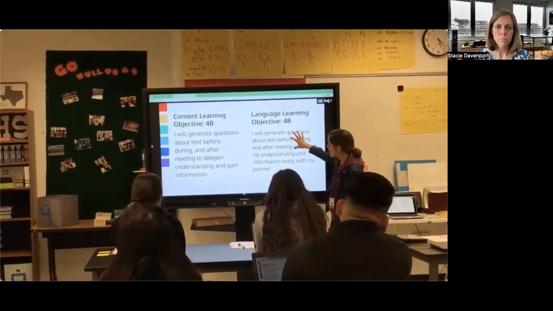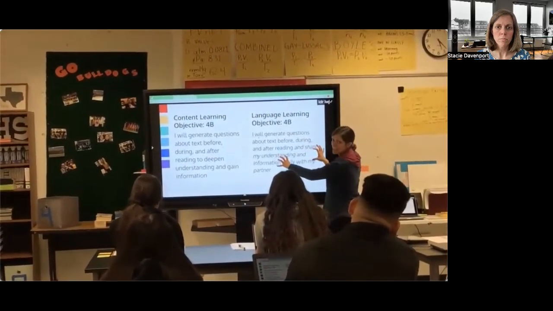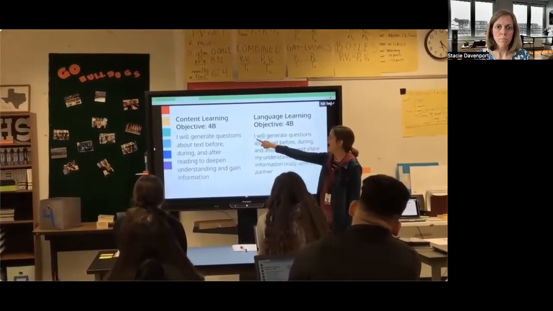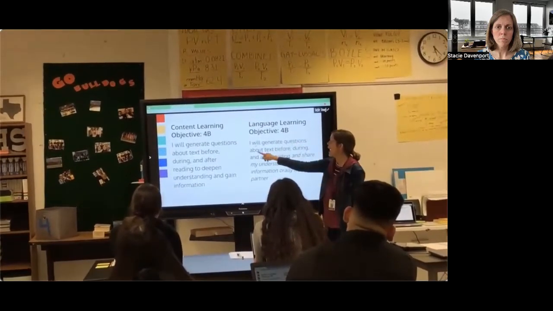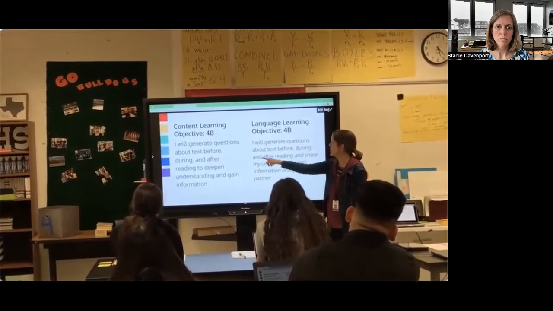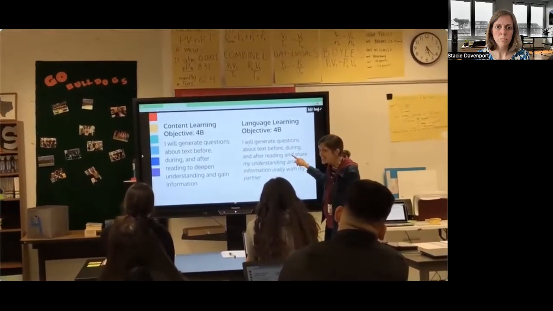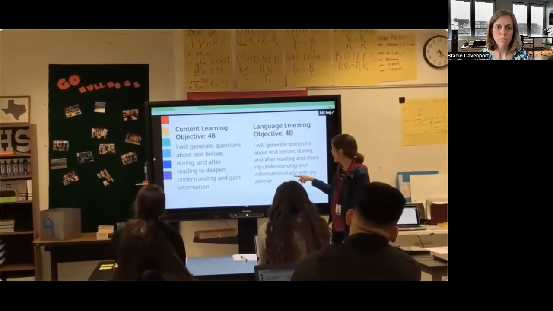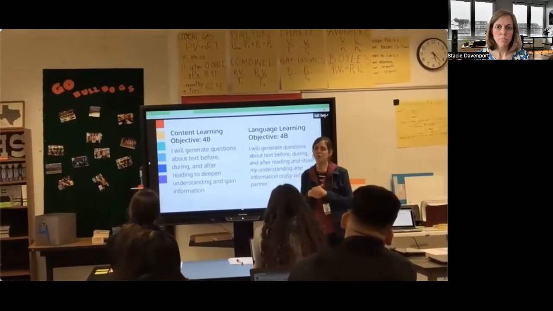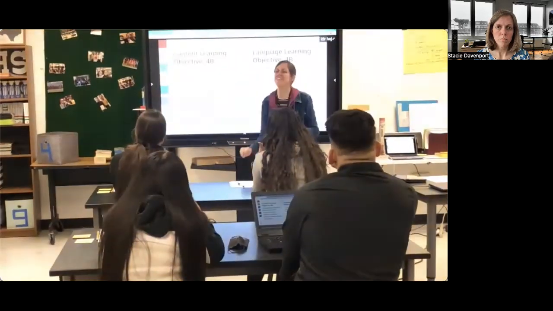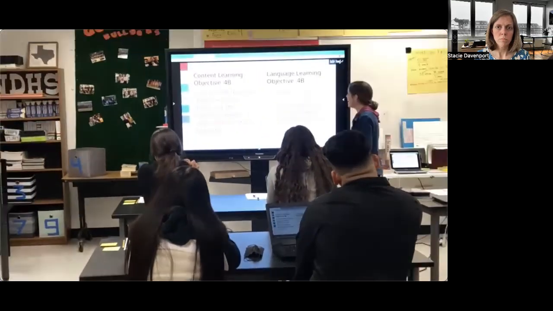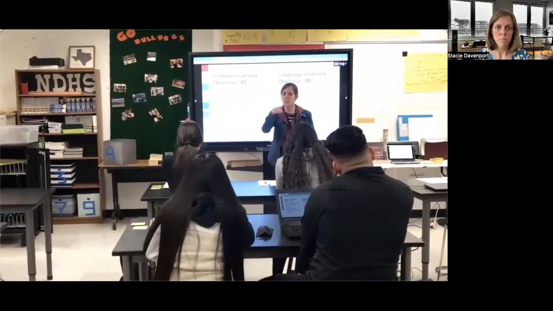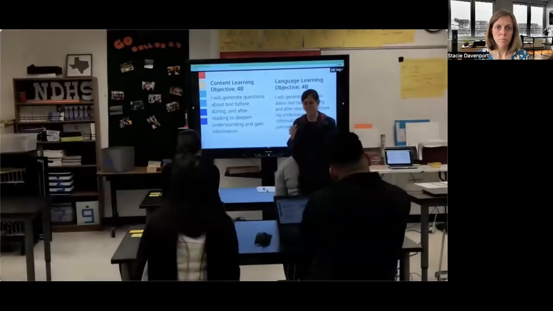So this is going to be our language objective. And it's going to sound the same. All of it's going to sound the same until this part is different. Okay? We're going to read it together on 3. 1, 2, 3. I will generate questions about text before, during, and after reading, and share my understanding and information orally with my partner. Who's your partner? Yes, Maria is your partner. Andrea is your partner. Great. Okay? So that is what we're going to do today. So you're going to share your information. When you get that information, you're going to share it orally by speaking. Okay?